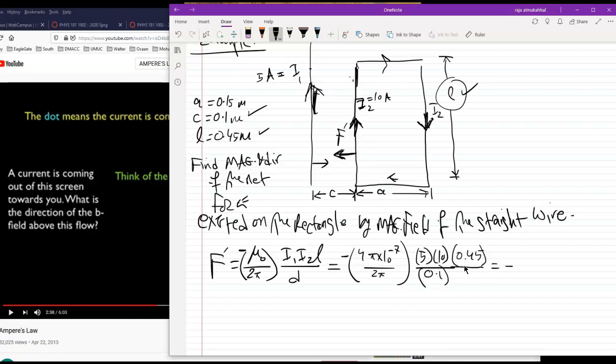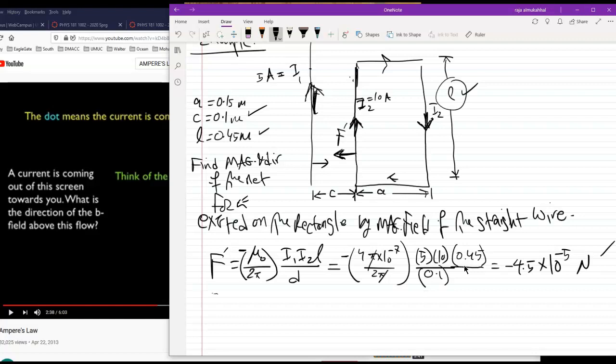Now we just calculate that. Let me use my calculator very quickly, and please use yours. Of course, before I do that, the pi's cancel out, so I end up with 2 times 10 to the negative 7, times 50, times 0.45 divided by 0.1. Answer, if I did it correctly, it's going to be 4.5 times 10 to the power of negative 5 Newton. Got it? Okay, so this force, F prime, is equal to this number.